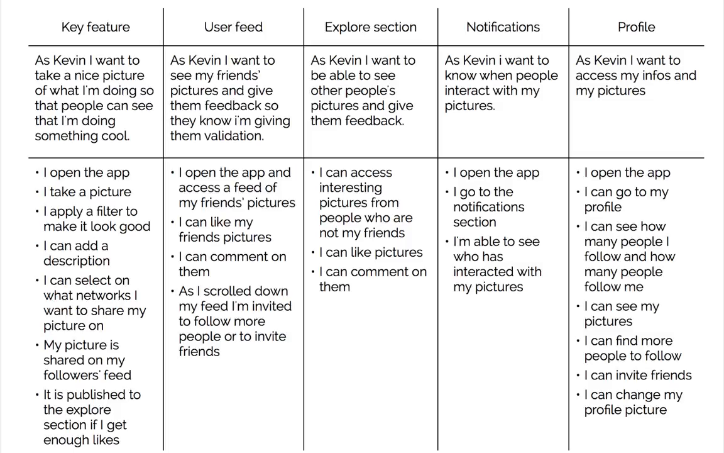As you might remember from the previous videos, there are 5 main narratives that will shape the app. I want to take nice pictures and share them. I want to see my friends' pictures. I want to be able to see other people's pictures, I want to know when people interact with my pictures, and I want to access my information and my pictures. These are starting points of 5 different flows, so we'll use a very common iOS pattern for navigation system, the tabs.